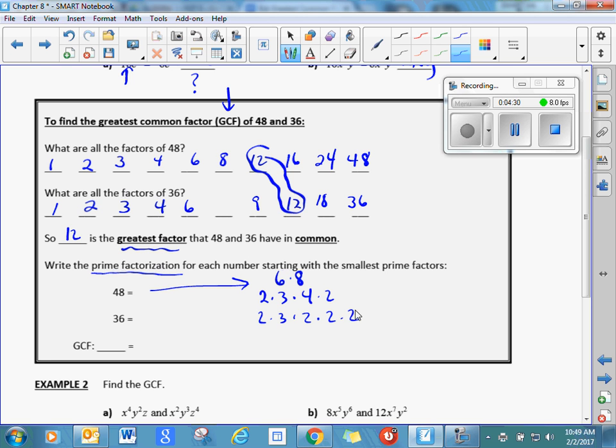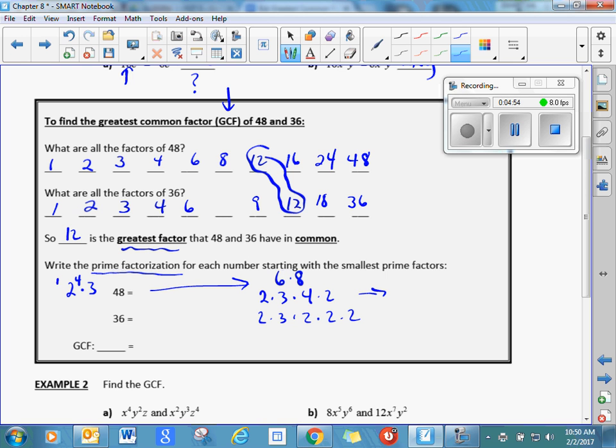So before I write this in exponential form, I'm going to make sure that I can get back to my product of 48. 2 times 2 is 4. Doubled is 8. 8 times 3 is 24. Doubled is 48. So I'm pretty satisfied that the prime factorization of 48, I'll write it over here, is 2 to the fourth times 3.